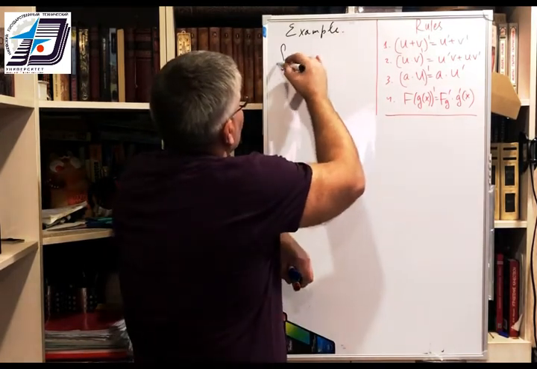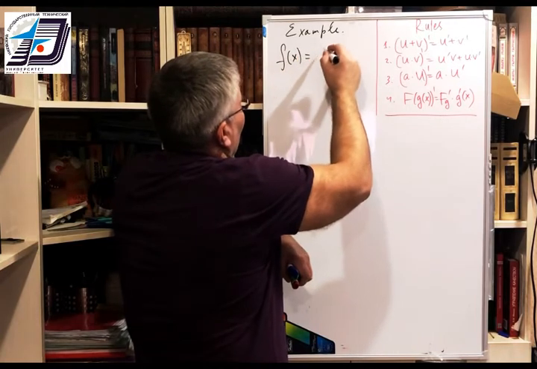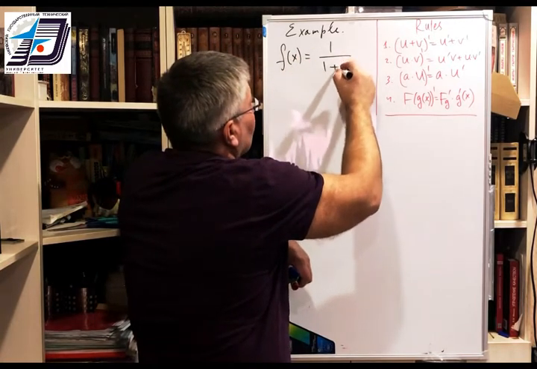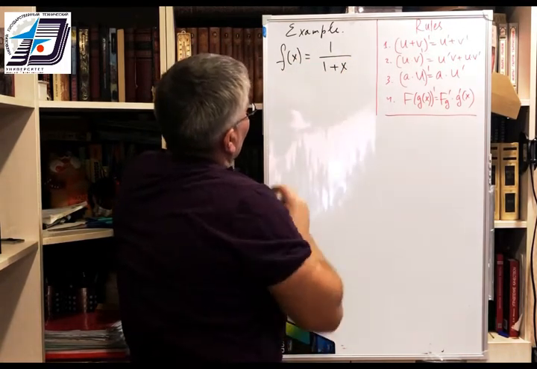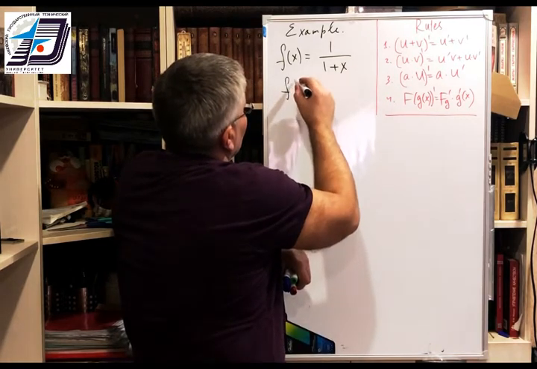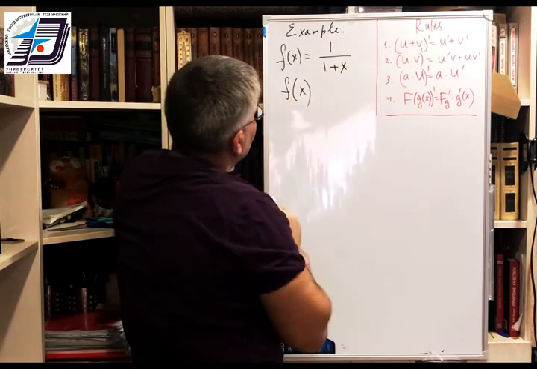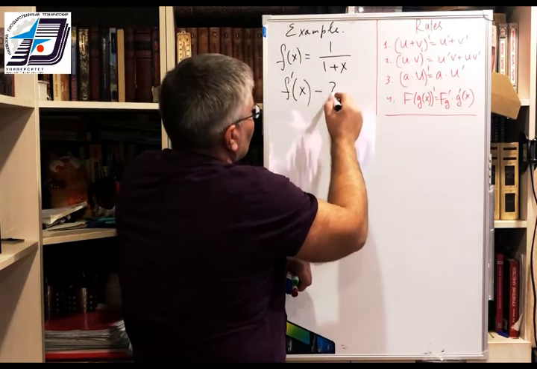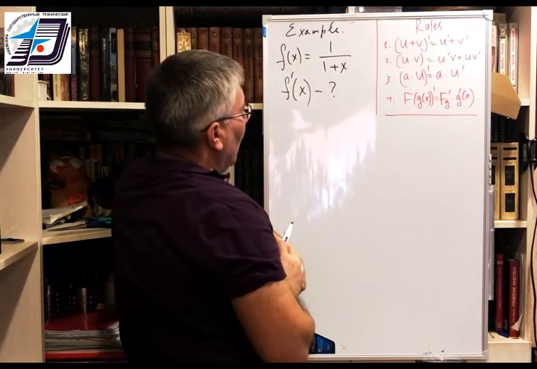f of x equals 1 over 1 plus x, and I want to calculate the derivative of this with respect to x.